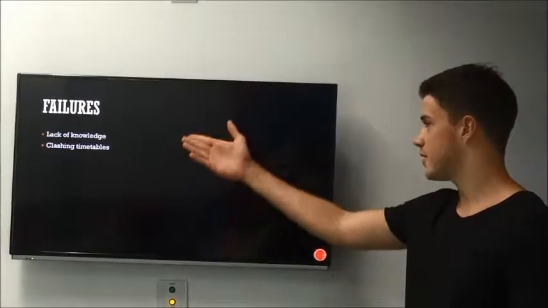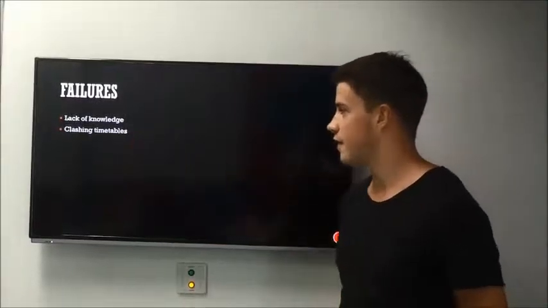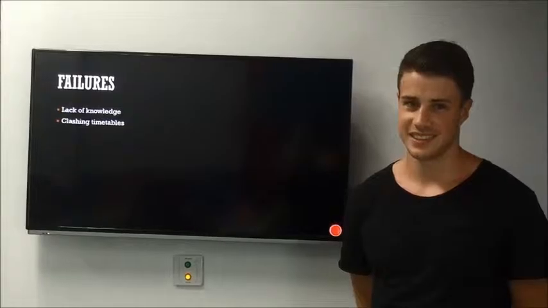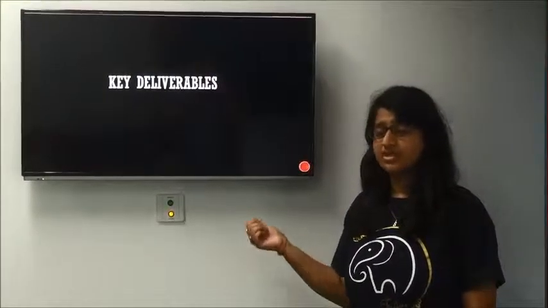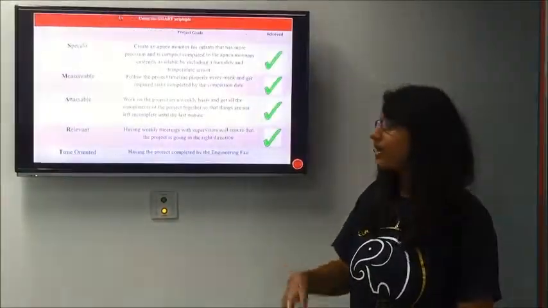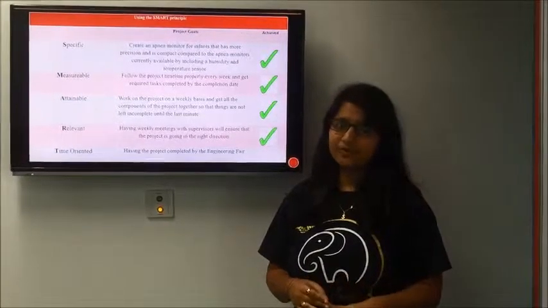So for our closing, these are the main failures we had to face. First of all, we had a lack of knowledge, and the second one is clashing timetables. These are the key deliverables in our project, and to create these key deliverables, we have used the SMART principle. The SMART principle stands for specific, measurable, attainable, relevant, and time-oriented.